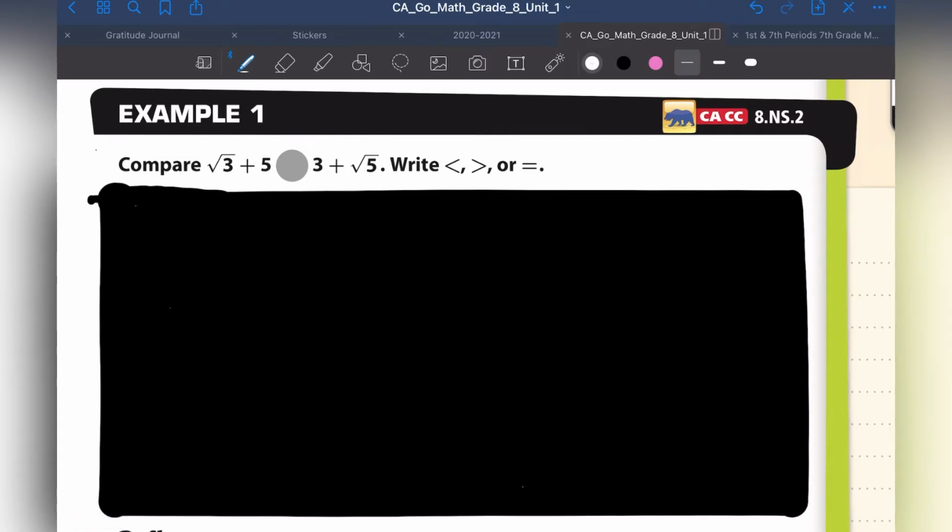Example 1. We are going to compare the square root of 3 plus 5. Is that greater than, less than, or equal to 3 plus the square root of 5? In order for us to solve this, we have to find perfect squares.